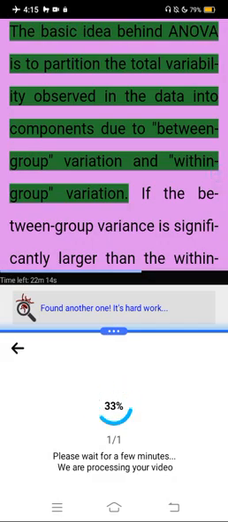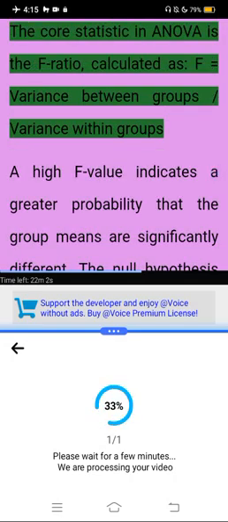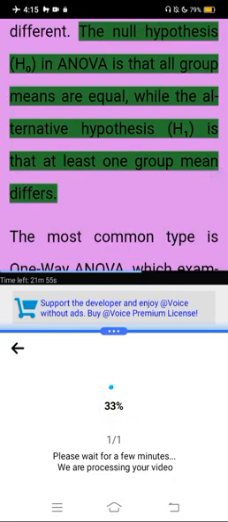The basic idea behind ANOVA is to partition the total variability observed in the data into components due to between-group variation and within-group variation. If the between-group variance is significantly larger than the within-group variance, it suggests that at least one group mean is different from the others. The core statistic in ANOVA is the F ratio, calculated as F equals variance between groups divided by variance within groups. A high F value indicates a greater probability that the group means are significantly different. The null hypothesis, H0, in ANOVA is that all group means are equal, while the alternative hypothesis, H1, is that at least one group mean differs.